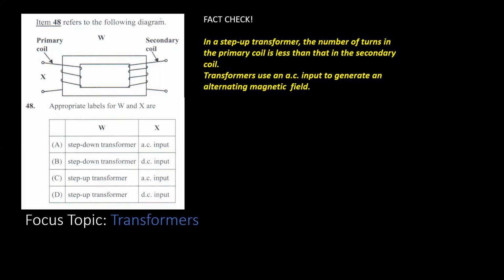We could identify this as a step-up transformer by looking at the number of turns in each of the coils. The primary coil, we can see here, has 3 turns, whereas the secondary coil has 4. So we have a step-up transformer. And in a transformer, the input is always an alternating current input, or an AC input, so that an alternating magnetic field can be obtained. So our answer is C.